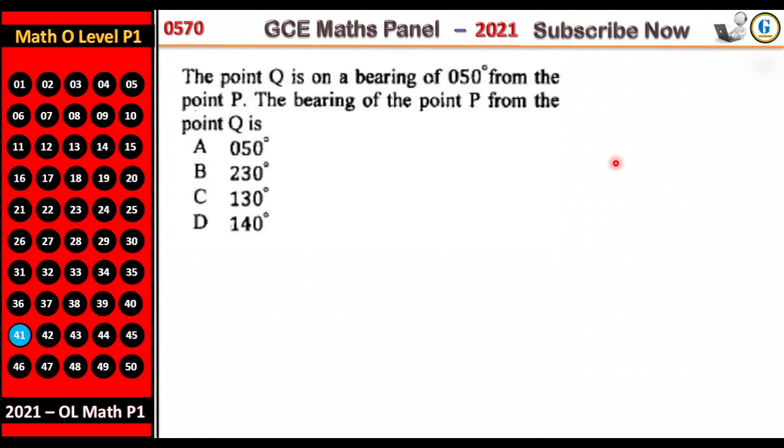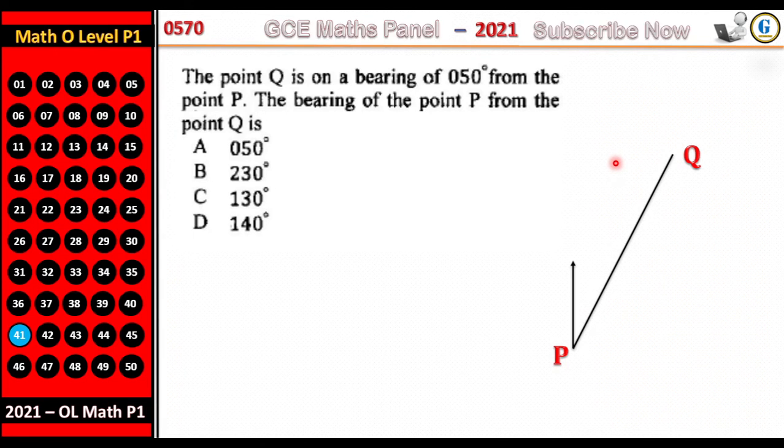The point Q is on a bearing of 050 from the point P. The bearing of P from Q will be 130 degrees. So let me draw this. You have the point P and the point Q, and you are being told that Q is on a bearing of 50 degrees from P. So they want us now to give the bearing of P from Q instead.